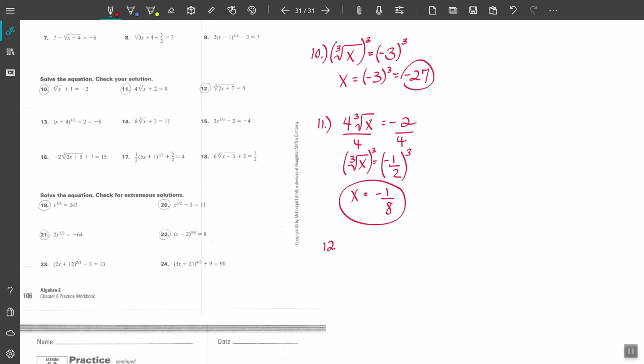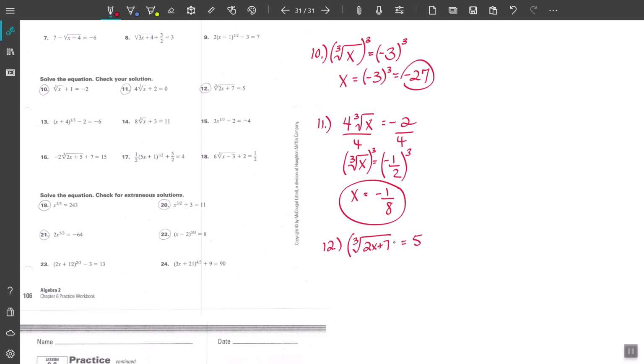And then number 12, that radical is isolated already, so we don't have to do any work here. We do have the binomial under the radical symbol. So the radicand is a binomial. It's going to be a little bit more work after we get out from underneath the radical, but you're going to treat this the same way.